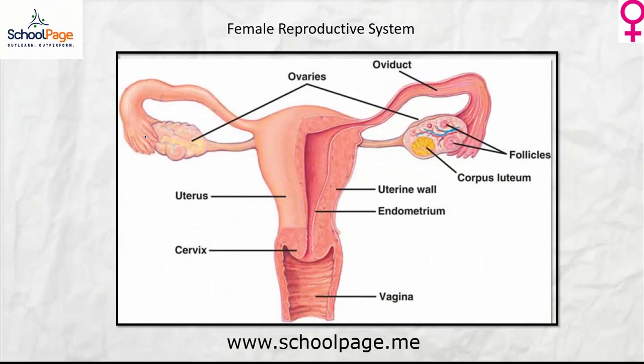Now observe carefully. Displayed on the screen is the female reproductive system of humans. Female reproductive system of humans consists of ovaries, oviduct, uterus, cervix and vagina. So these are the organs of female reproductive system of humans.